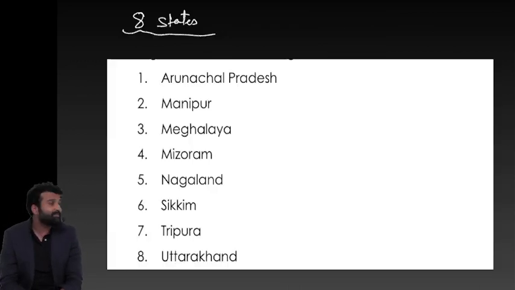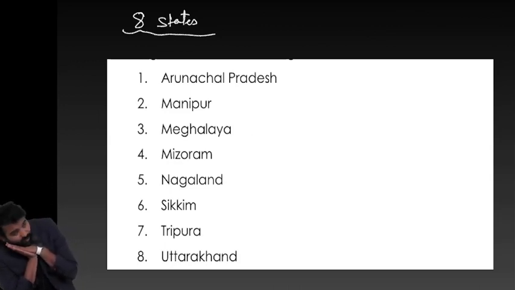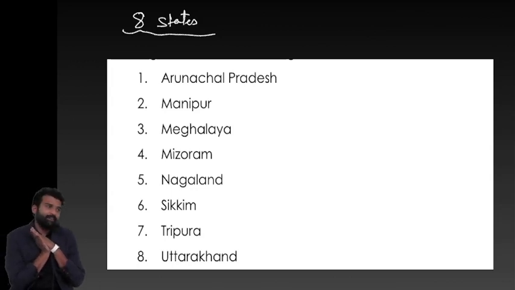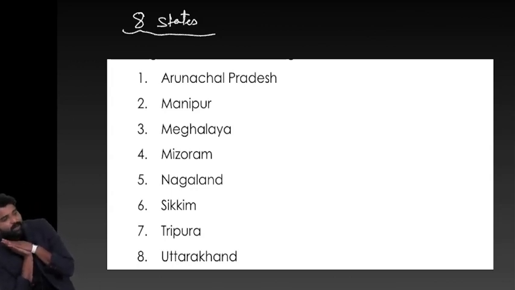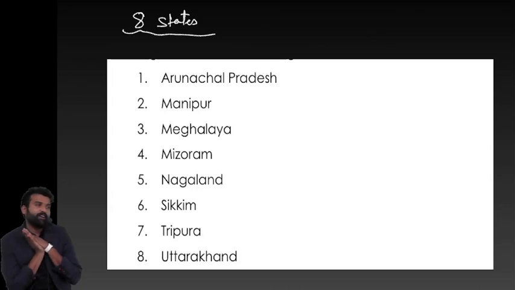Now, what are the names of these 8 states? You have to remember the names. Arunachal Pradesh, Manipur, Meghalaya, Mizoram, Nagaland, Sikkim, Tripura, Uttarakhand. For these states, the limit for opting for composition is only 75 lakh. For all the other states, the limit for opting for the composition scheme is 1.5 cr.